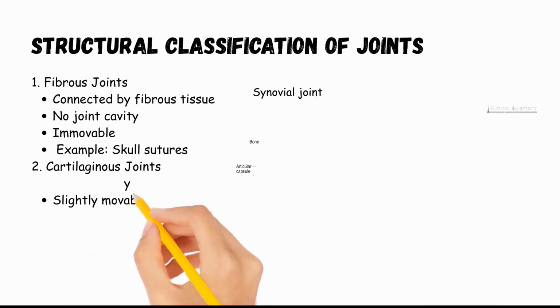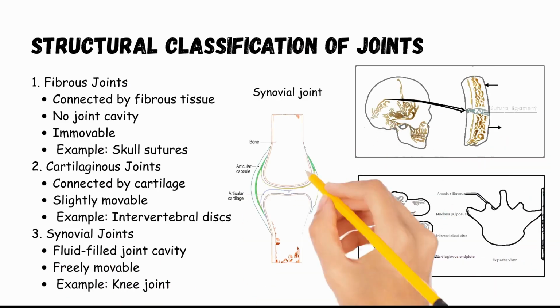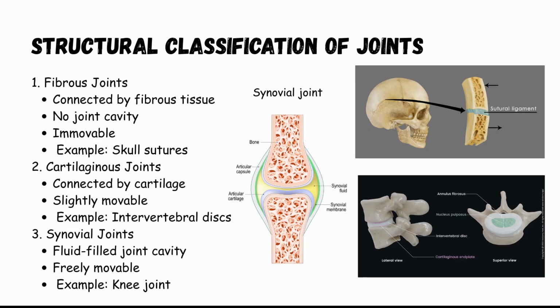Structurally, joints are classified into three types. Fibrous joints: bones connected by fibrous tissue, no cavity, immovable. Example: sutures of the skull. Cartilaginous joints: bones connected by cartilage, slightly movable. Example: intervertebral discs. Synovial joints: bones separated by a fluid-filled cavity, freely movable. Example: knee joint. Synovial joints are the most common and allow maximum mobility.